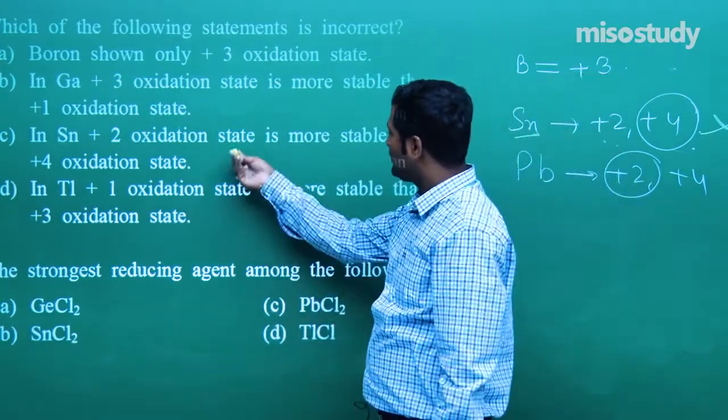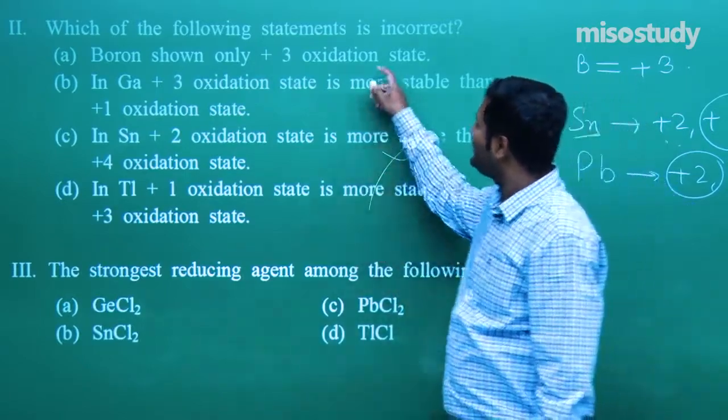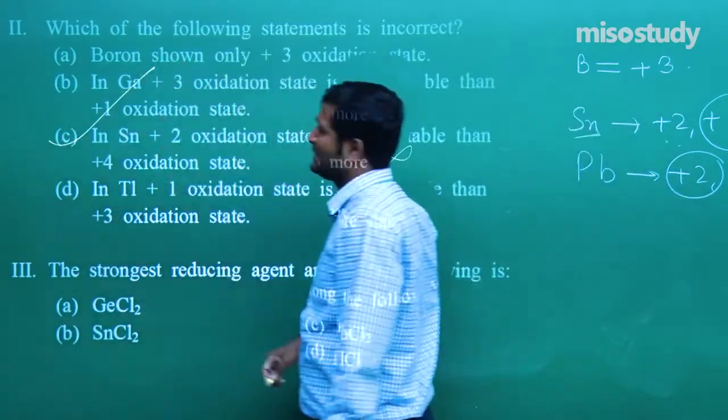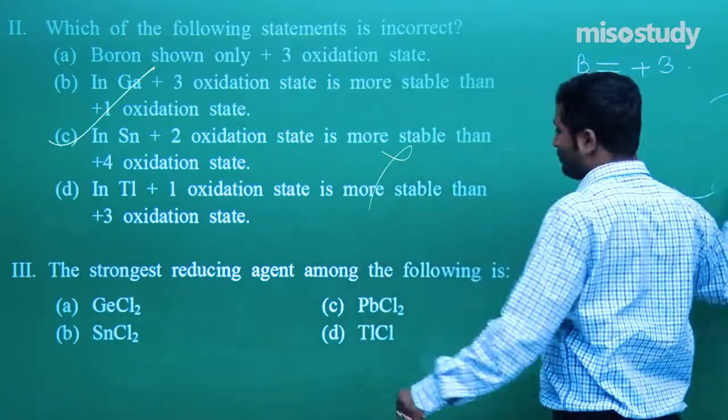In Sn +2 oxidation, no, this is wrong. So for this, C is the incorrect statement. So C is the correct option. Clear? Now let's move to the next question.